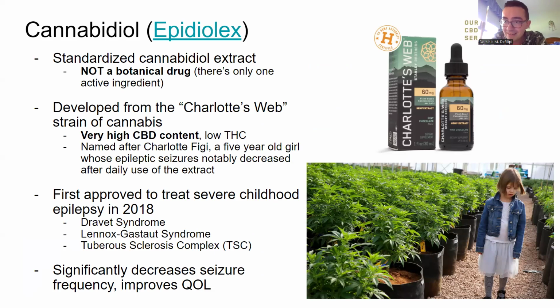Well, a little girl in the slide that you're seeing, her name is Charlotte Figi, and Charlotte, when she was about a year or so old, started having these severe seizures, and she was diagnosed with Dravet syndrome, which is a severe childhood epilepsy condition. It's a genetic disorder. Charlotte had, beginning from when she was about one, about 300 seizures per week. Per week. Just imagine that.